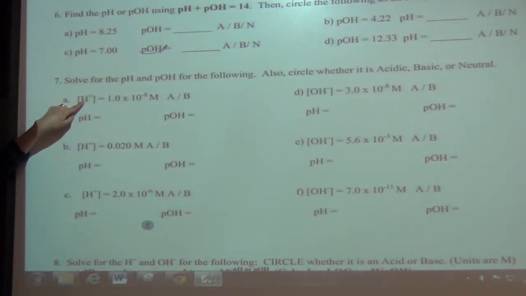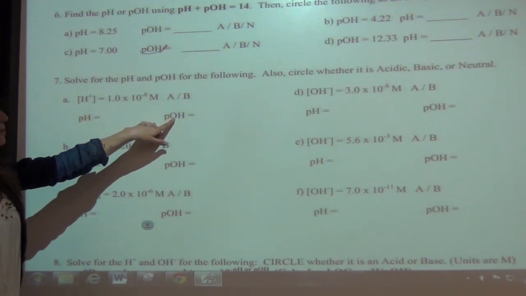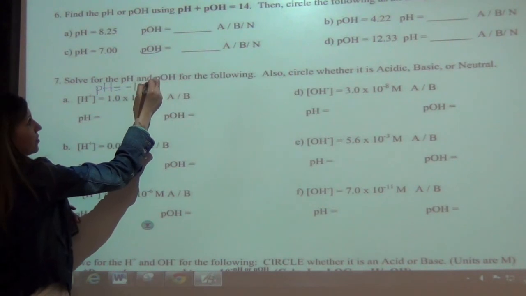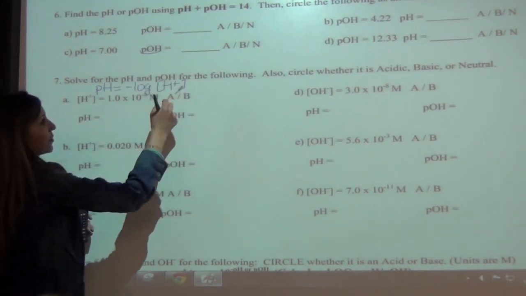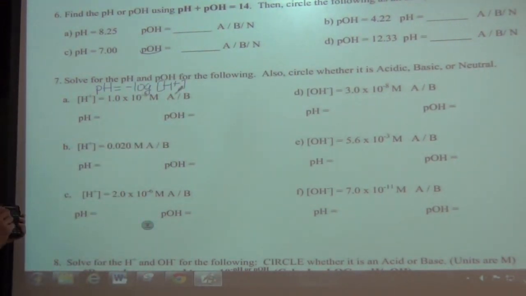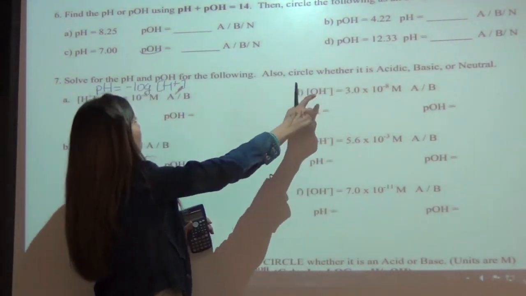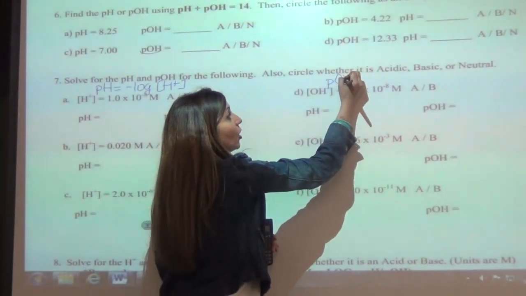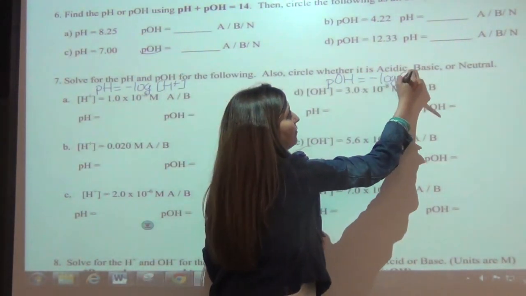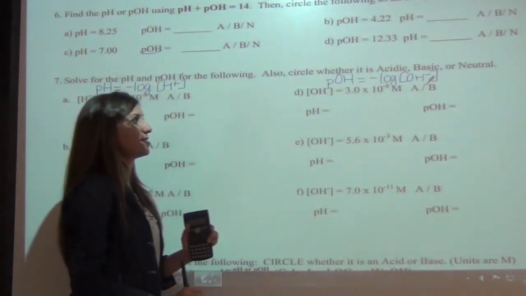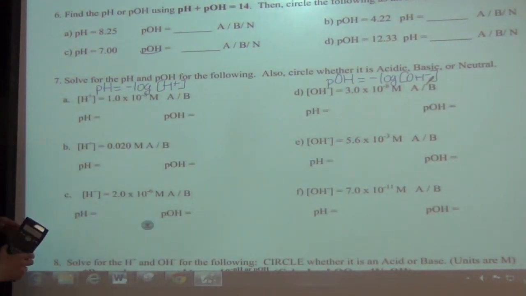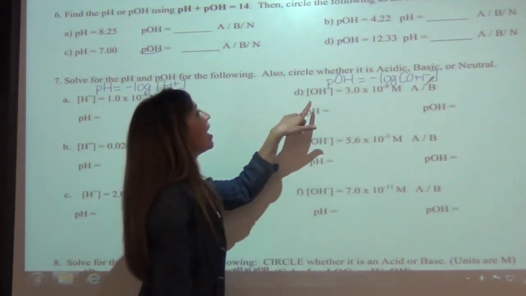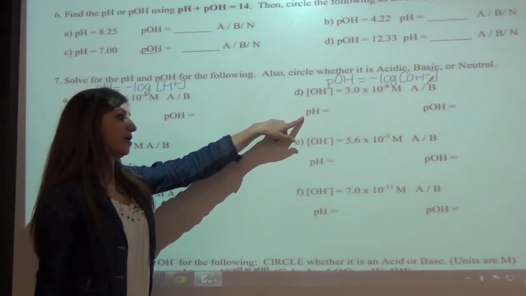These, you're given the H plus, and you want the pH, and then you want the pOH. So the perfect equation for that is pH is equal to negative log of H plus. And all you're going to do is just simply plug in the values there. This is giving you OH minus. So instead of doing pH equals negative log of H plus, I'm going to do pOH equals negative log of OH minus instead. And that should give me the right answer for those as well. Just keep in mind, you're getting the pOH first, and then you can subtract from 14 to get your pH.